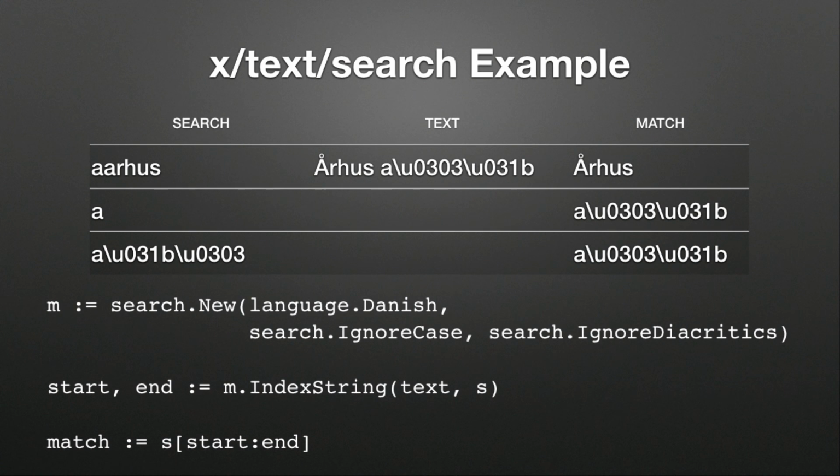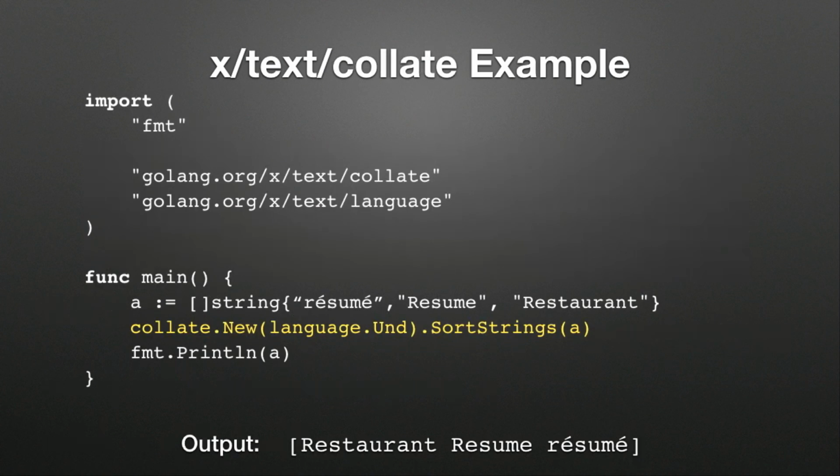So index string, the return values, they have a start and an end point, right? Because if you're matching a string, it might very well be not the same length, right? So you really have to consider the start and the end point. So for collate, I'll keep it a little bit simpler.